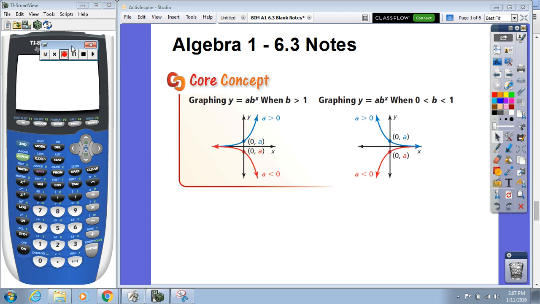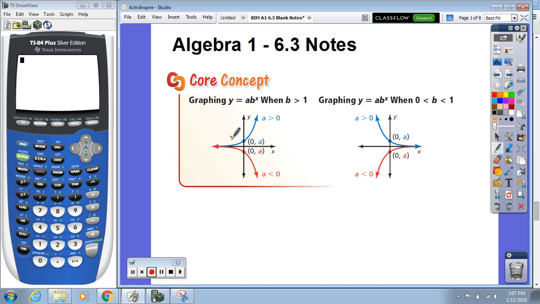Okay, these are the Algebra 1 6.3 notes. What we're going over today is exponential functions. On this one, we are graphing y equals ab to the x.